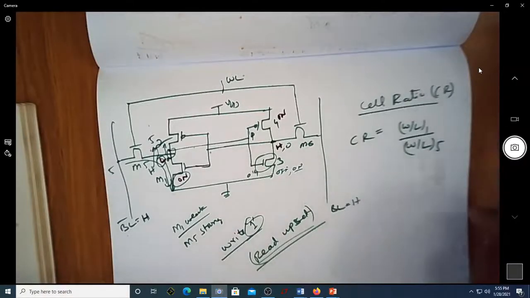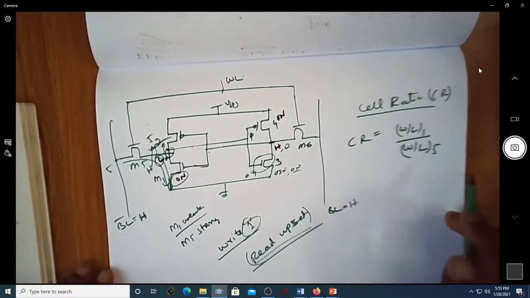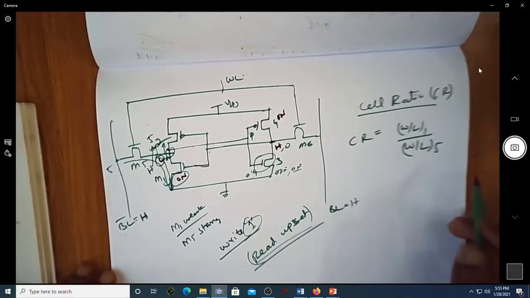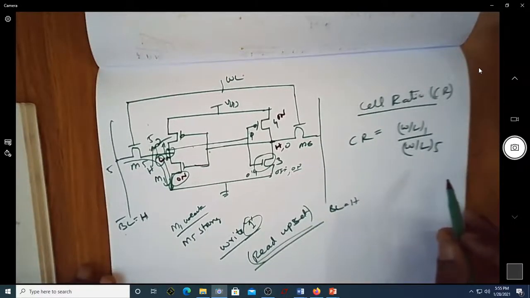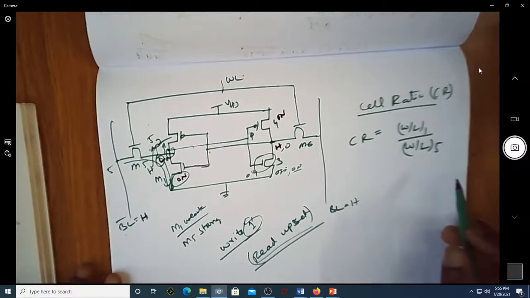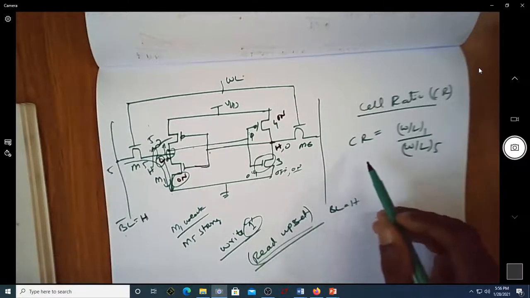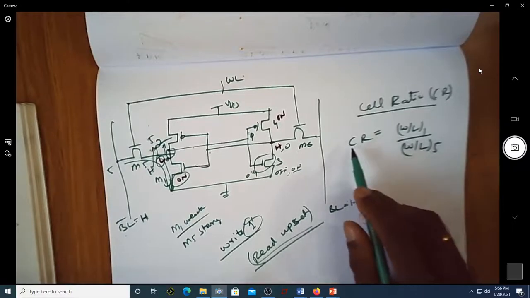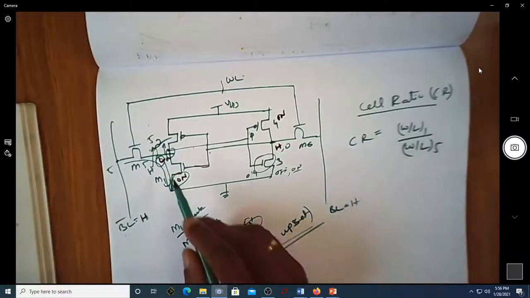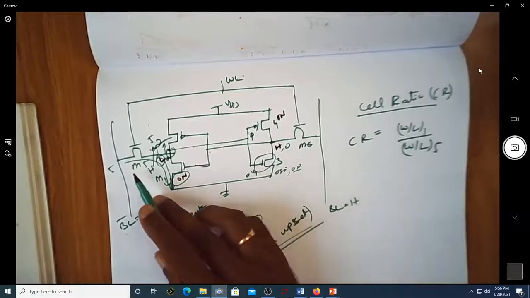Okay, let us continue the analysis of this particular SRAM cell and try to find out how we make the read operation proper. In the previous video we talked about the cell ratio, which is the ratio of W by L of the M1 transistor to W by L of the fifth transistor.